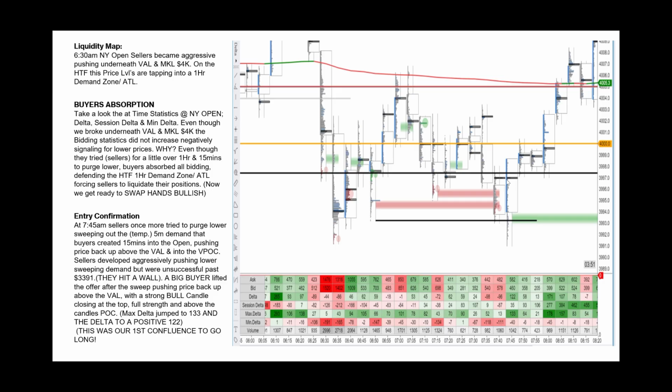So if you can see this rectangle box right here, this is the point of control. This was the most volume that took place. So we swept out this low, and then we closed at the top of the candle, showing strong conviction.